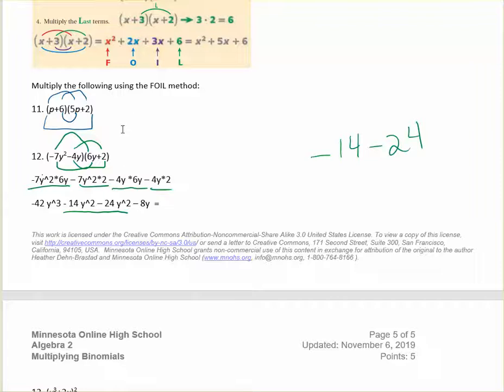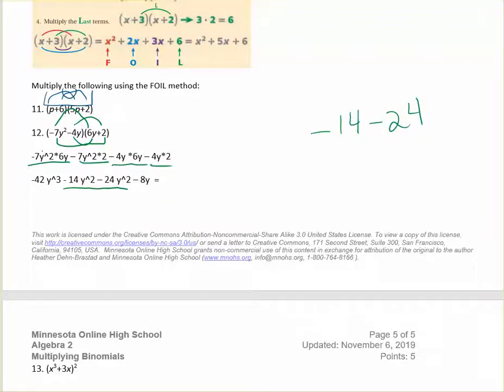All right, so we have negative 42y, or y to the third, just write that down. That did not get combined with anything else. It's only the middle two terms that we would combine as negative 36, nope, negative 38y squared. And then we don't forget the minus 8y at the end. And now we have all of it simplified, and we have FOILed it correctly.